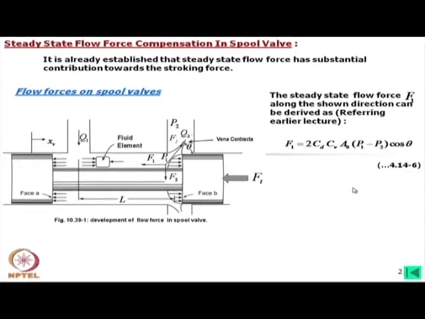Now, this force F1, which is the steady state flow force, can be estimated like this, as we have shown earlier. Now, C D is the coefficient of discharge, C V is the velocity coefficient, A 0 is the orifice area, P 1 minus P 2 is the pressure difference, and cos theta is the jet angle. That derivation is shown earlier. Now, this is important. I have already discussed that this force will try to close the port.